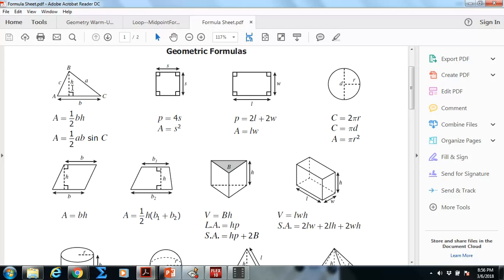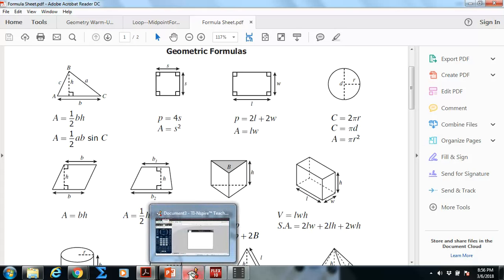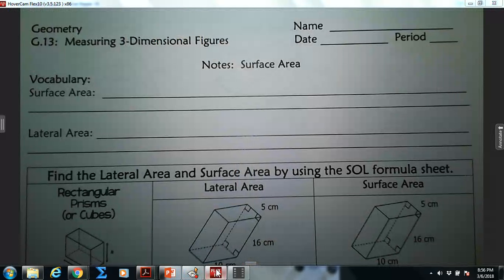So I hope you did really well in our first lesson, or I hope you tested out of our first lesson, because here we go starting lesson 2. And this lesson is all about the surface area. Surface area and something called lateral area. So let's jot this down first.